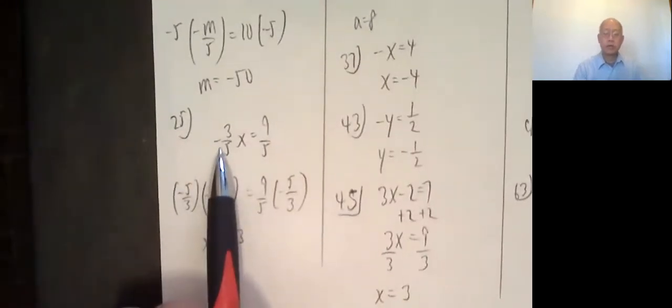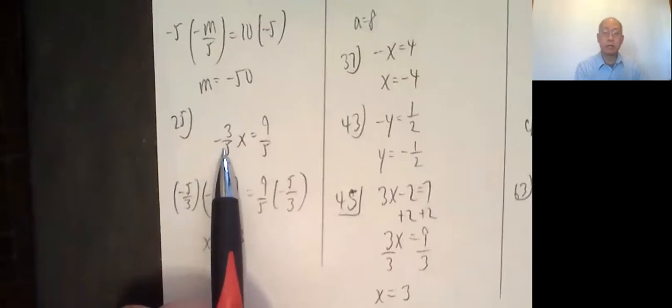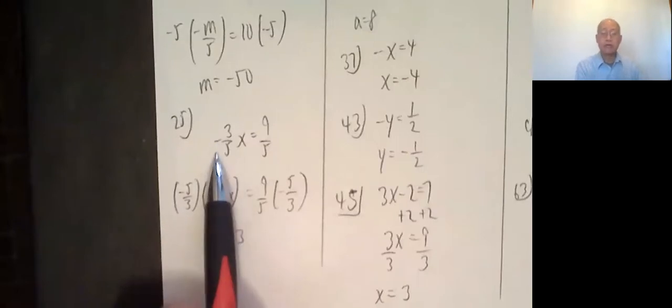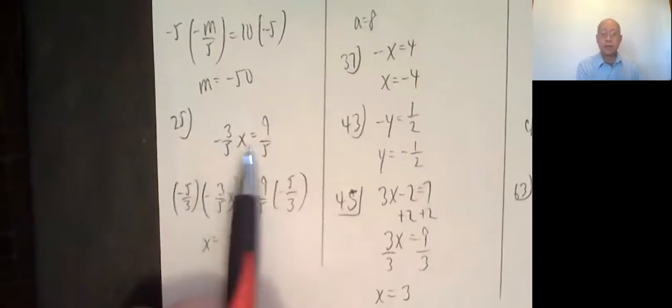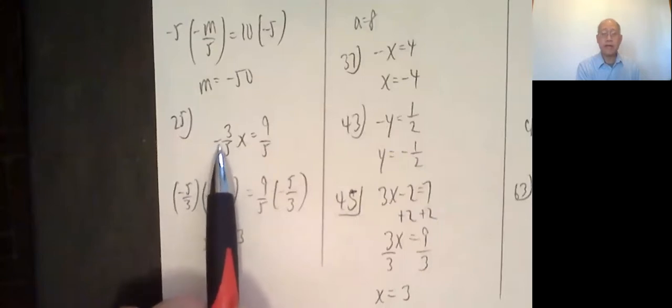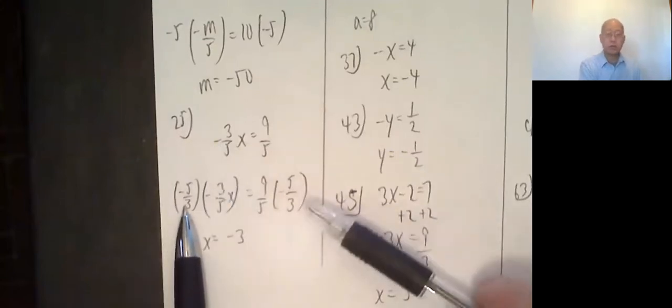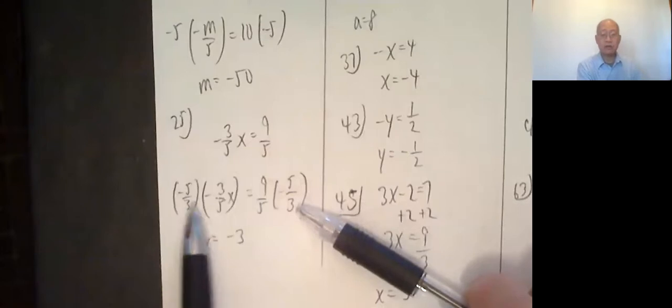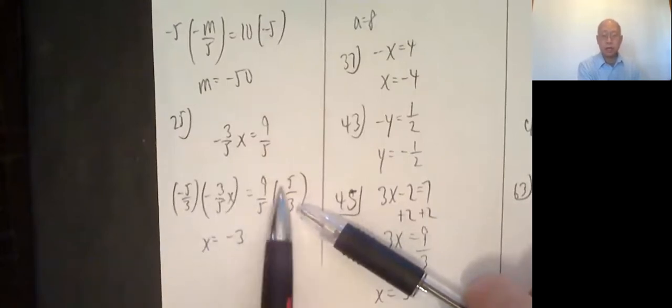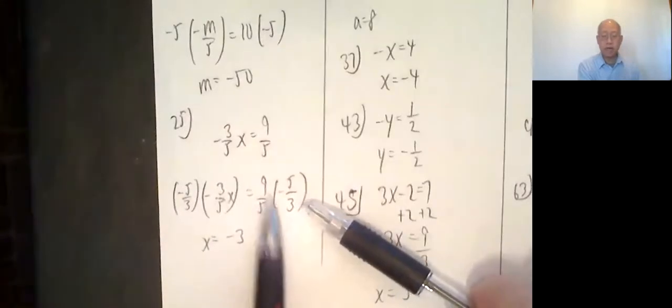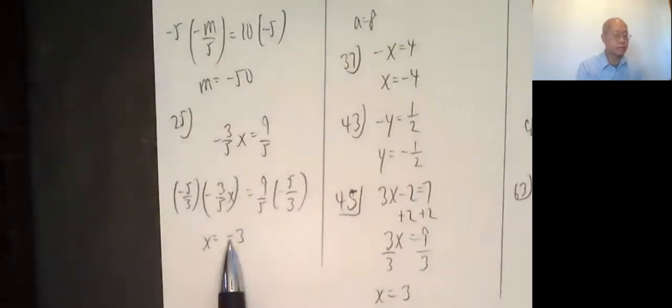Here's an instance where to get rid of a fraction, you would multiply by the reciprocal of the fraction. Negative 3/5 x equals 9/5. Multiply both sides by the reciprocal, negative 5/3. This cancels out, so the left-hand side is just x. On this side, 5 cancels out. Negative 9 divided by 3 is negative 3.